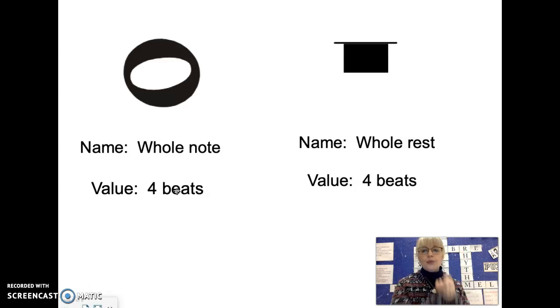Whole, 2, 3, 4. A whole rest resembles a bowl, and it's 4 beats of silence. To do 4 beats of silence, we'll throw the sound away. Whole, 2, 3, 4.